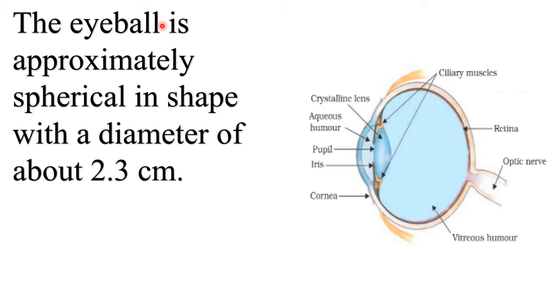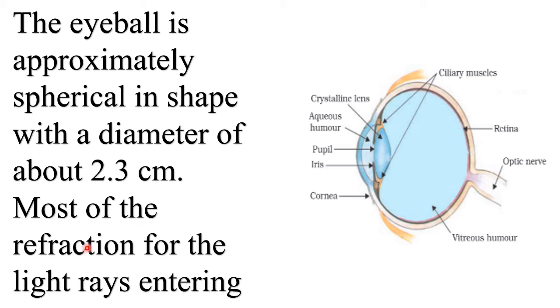The eyeball is approximately spherical in shape with a diameter of about 2.3 centimeter. This is the shape of an eye. The diameter of the eye is just around 2.3 centimeter.